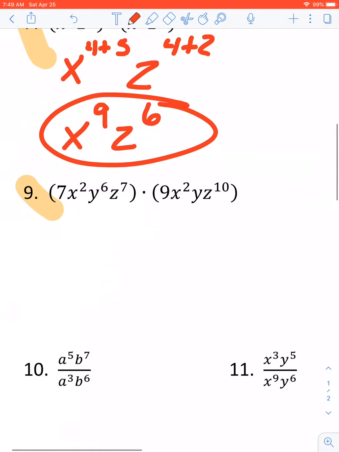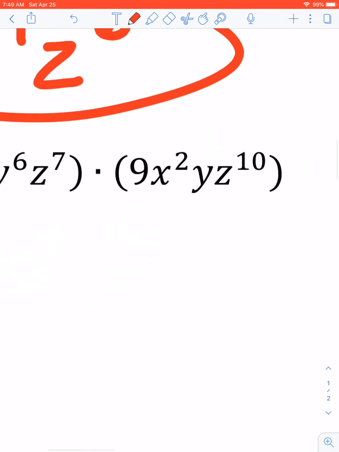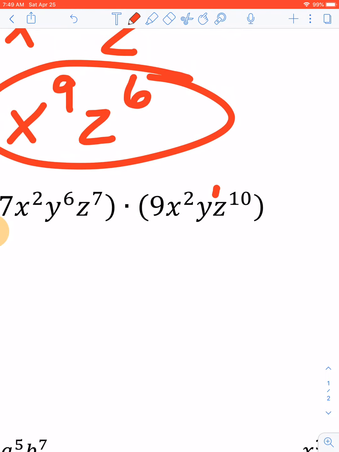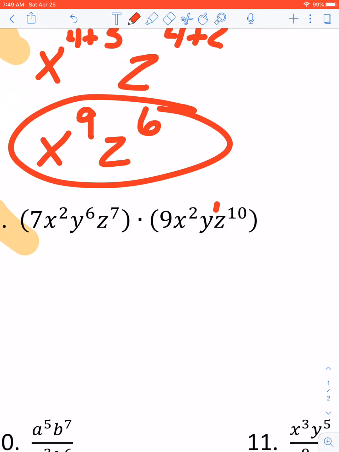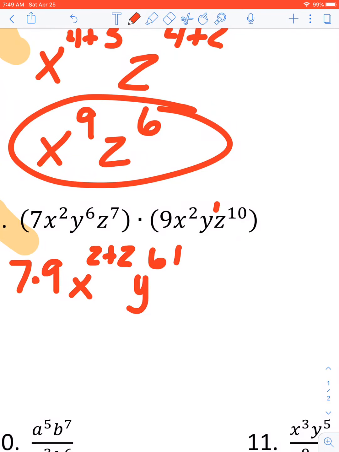Okay? So very similar to what we did before, just including multiple variables. And what I like to do is if there's no exponent, right away I like to put the exponent there. So on that y, I'm going to put a 1. So this is just like number 8. I take my numbers, my coefficients they're called, and I'm going to multiply them together. And then I'm going to combine. I have an x^2 and an x^2, so I'm going to do 2 plus 2. I have a y^6 and a y^1, so 6 plus 1. And then I have a z^7 and a z^10, so 7 plus 10.